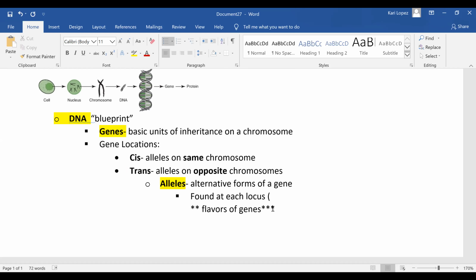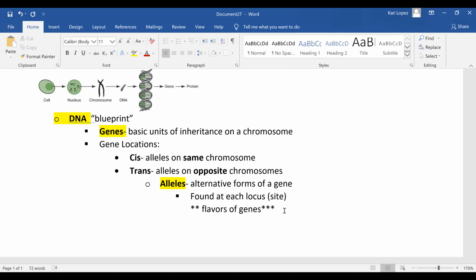And then your locus, or loci, is like the site. And I'll talk about it a little deeper in a minute. So the best I could find to explain the difference between alleles and loci is that your locus is the site where it would be on the chromosome, and the allele is your different flavors from that.